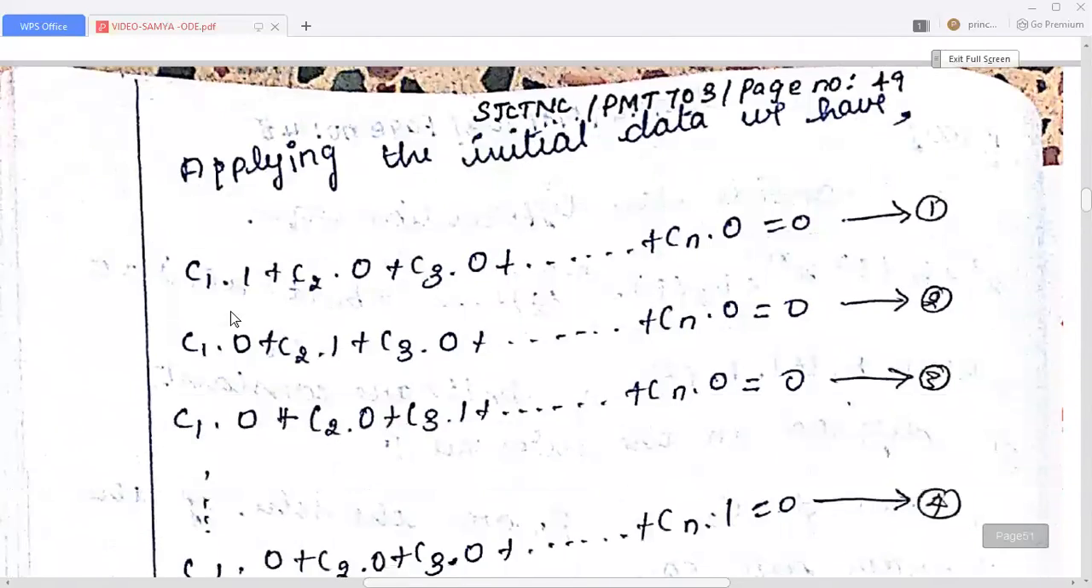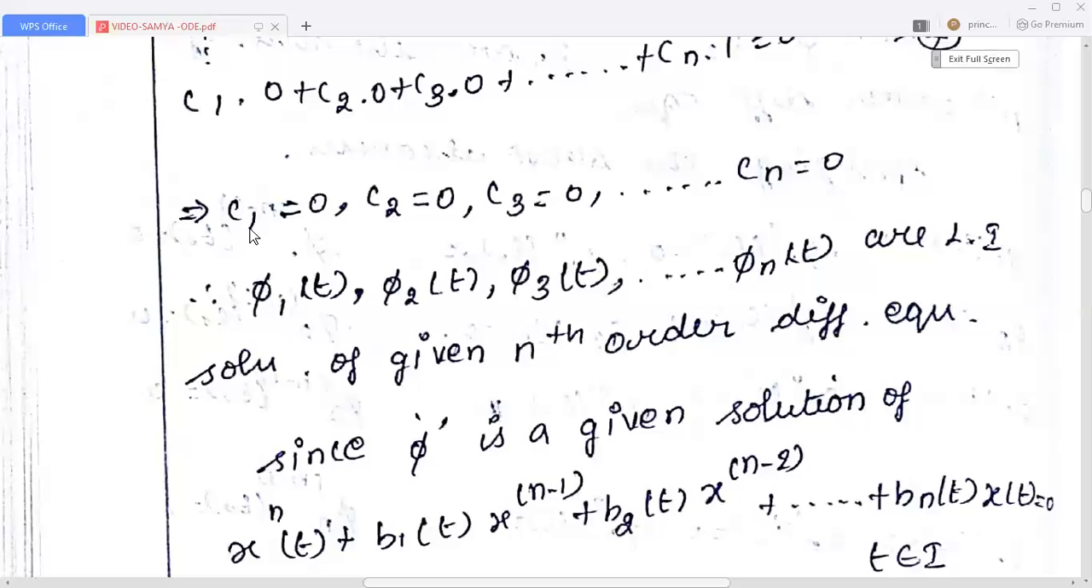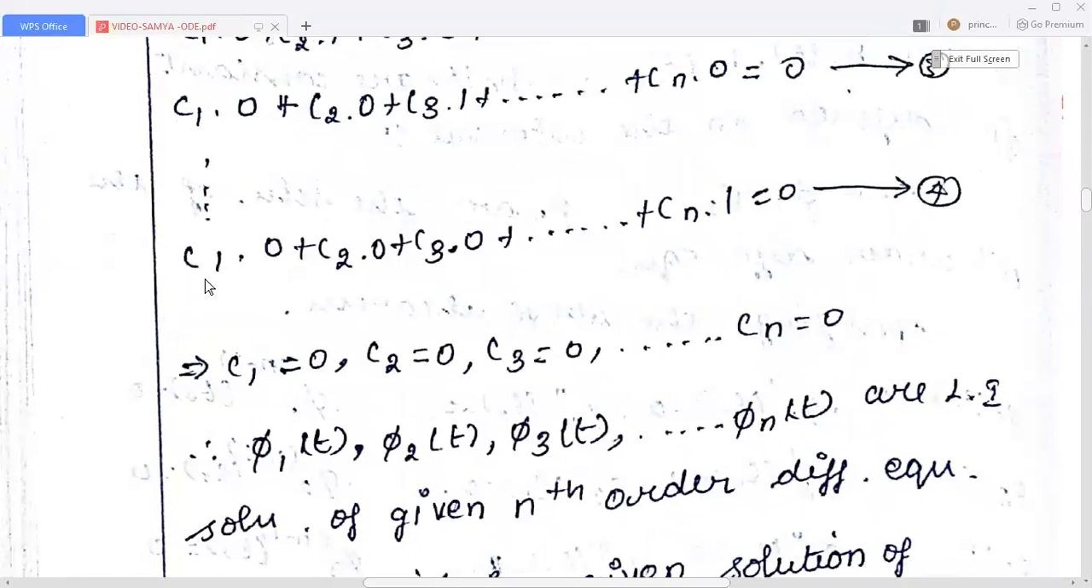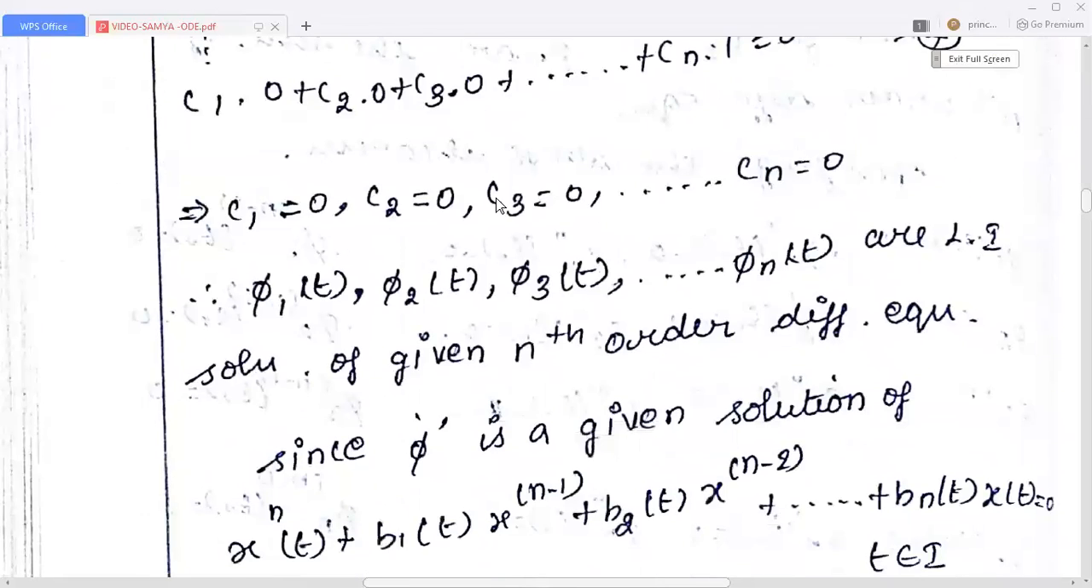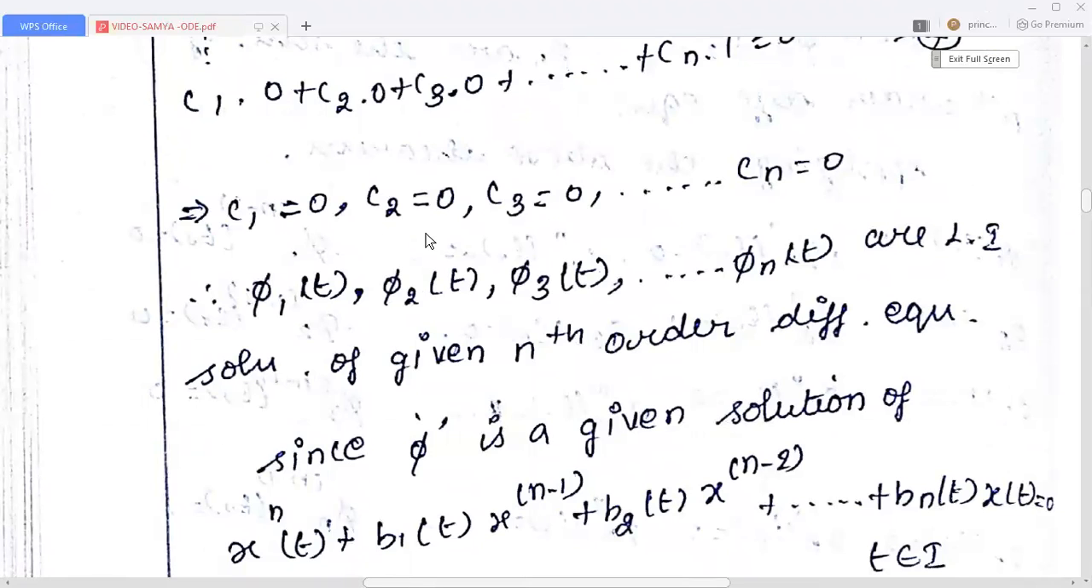Applying the above initial data given in unit matrix form, we get C1 into 1 plus C2 into 0, and all other values are 0. Then C1 into 0 plus C2 into 1 plus all other values multiplied by 0. Similarly, we put all the values like this. Finally we write C1 into 0, C2 into 0, last one Cn into 1 equal to 0. So there are several equations, and in these all constant values are 0: C1 equal to 0, C2 equal to 0, C3 equal to 0, Cn equal to 0.